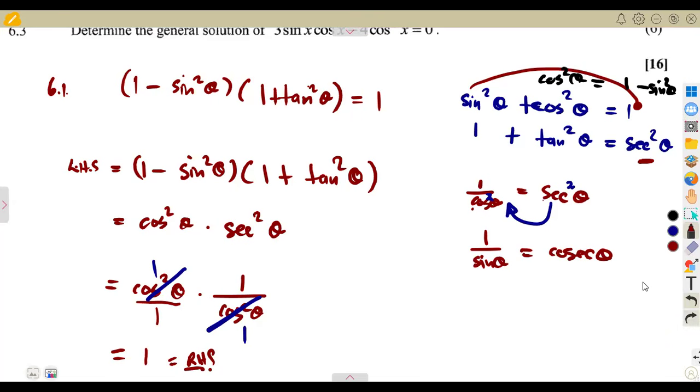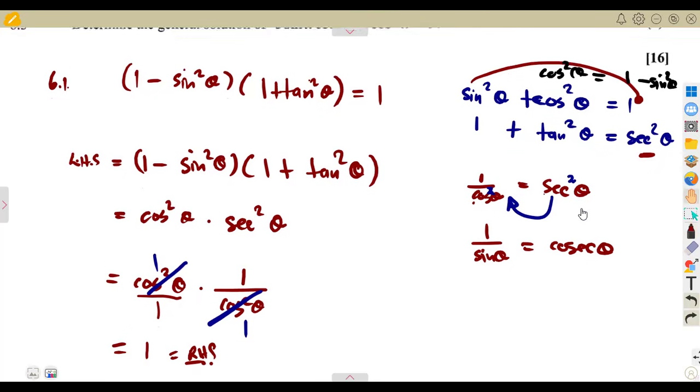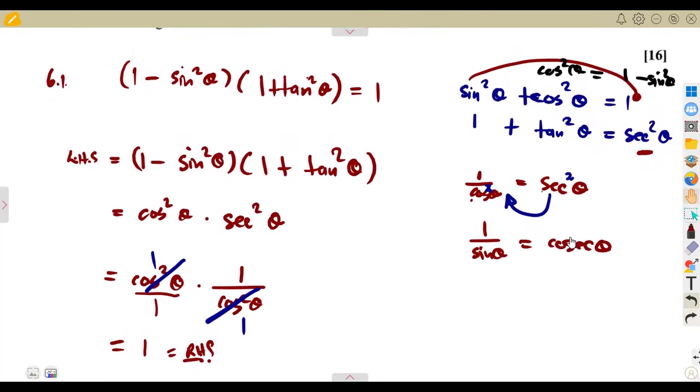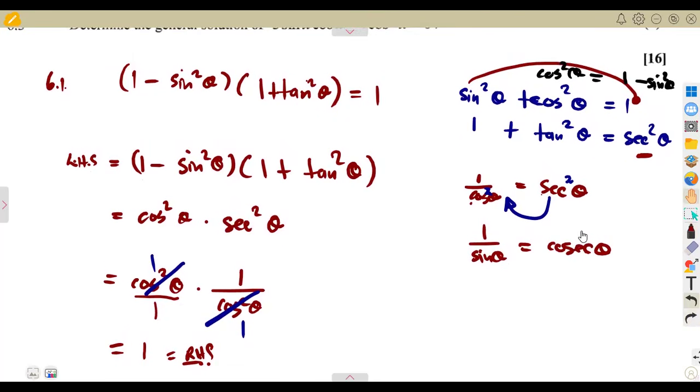You have to work from one side and try to apply your identities. That is the most important part that you need. Try to apply your identities. Make sure that you know your identities. You know the simplification, how to use your identities. That is the most important part that you are going to have.